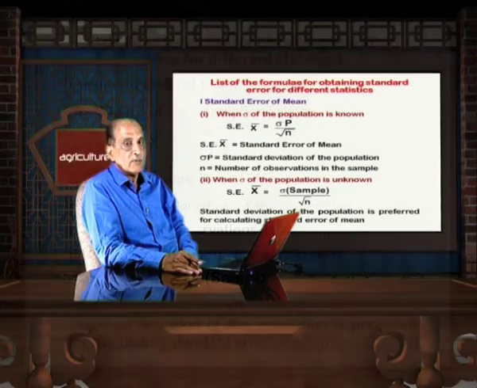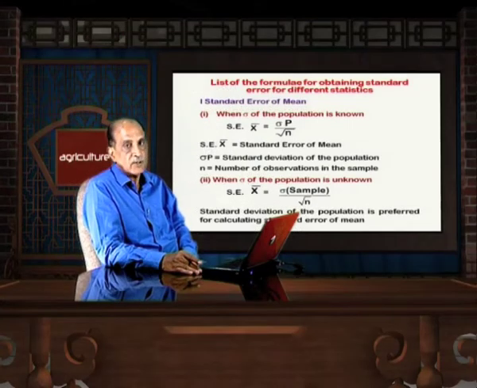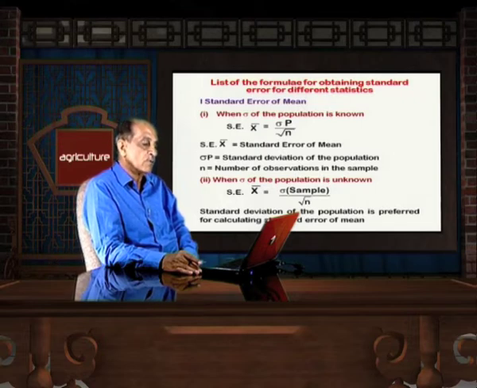Sometimes we may be given both the standard deviation of the population and the standard deviation of the samples, but it is suggested that we should go for the standard deviation of the population rather than the standard deviation of the samples.